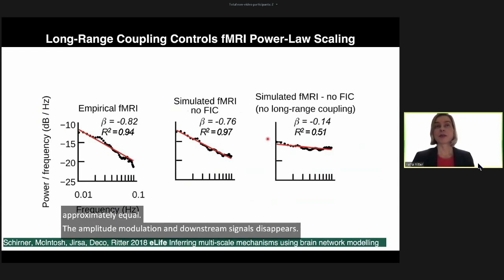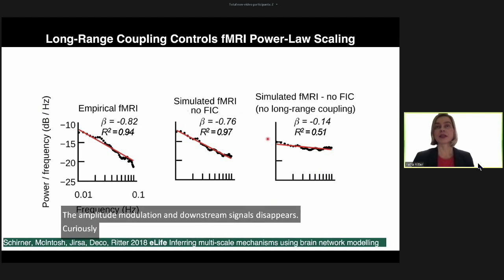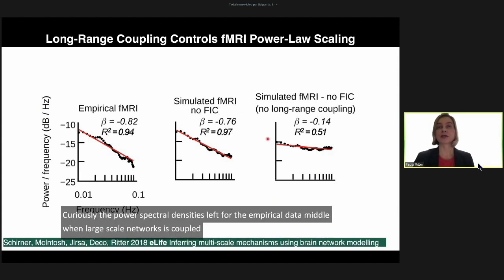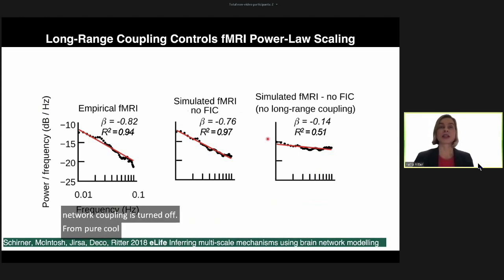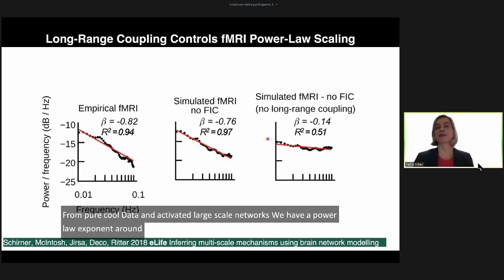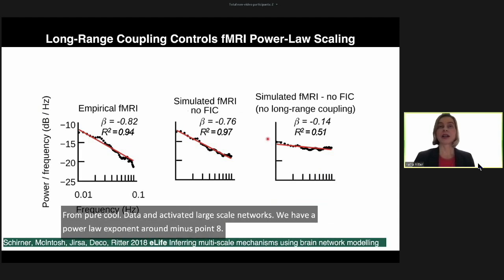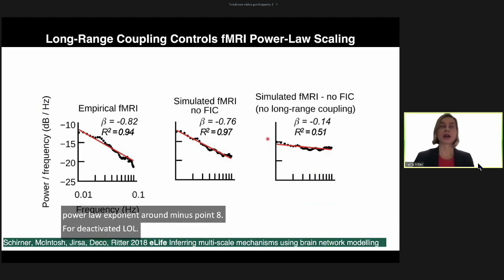Here we see the power spectral densities, left for the empirical data, middle when large-scale network coupling is on, and right when the large-scale network coupling is turned off. For empirical data and activated large-scale networks, we have a power law exponent around minus 0.8. For deactivated large-scale coupling, we see a flat power spectrum.